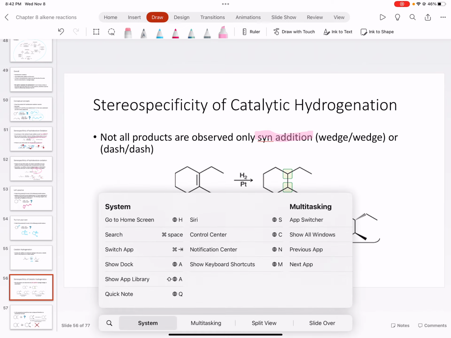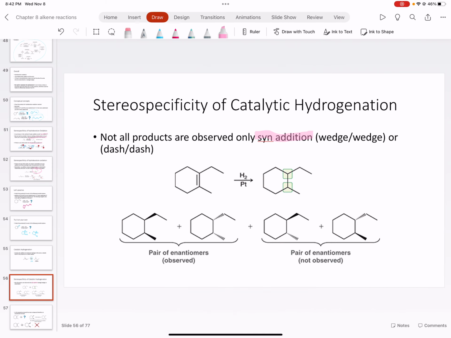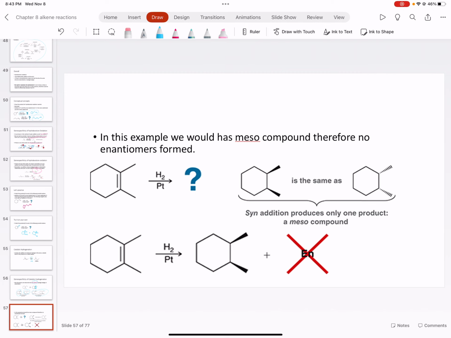So if we were to create chiral centers with this, which in this case we do, you can see that for example, our hydrogens were added by syn addition. That's why these ones were either dashes, like this one, and then we get its enantiomer. And since we can only do syn addition, that's why we don't get these products. In this example, we'll have a meso compound, therefore there's no enantiomer form.